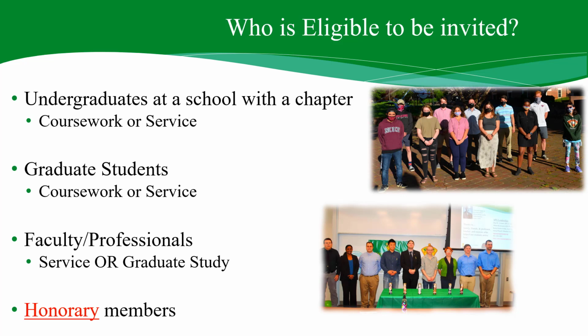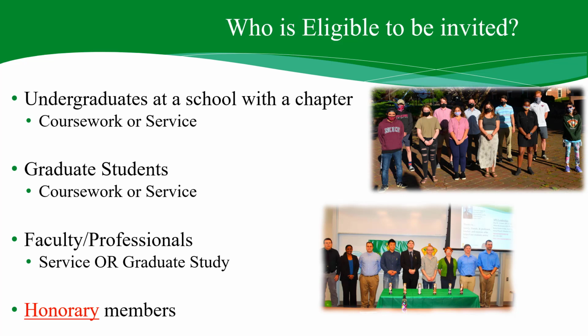There is also the category of honorary membership, and this is reserved for those who have made national level contributions to physics and or astronomy. While chapters can nominate people for honorary membership, the membership is approved by a vote from the National Council.